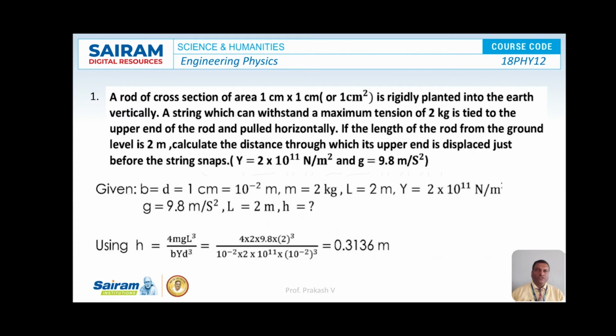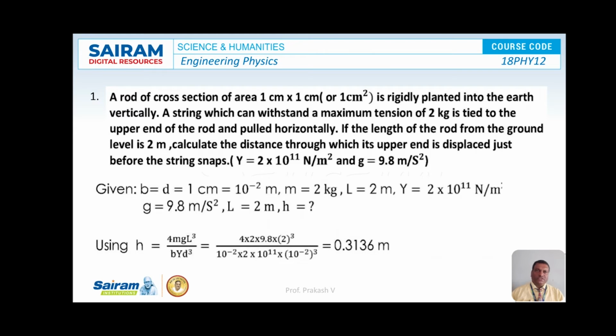So according to this problem, the given data is b is equal to d, that is equal to 1 centimeter, that is nothing but 10 to the power of minus 2 meter, and m is equal to 2 kg and l is 2 meter. Young's modulus Y is equal to 2 into 10 to the power of 11 Newton per meter square, and g is equal to 9.8 meter per second square, and l is equal to 2 meter. So these are all the data given.